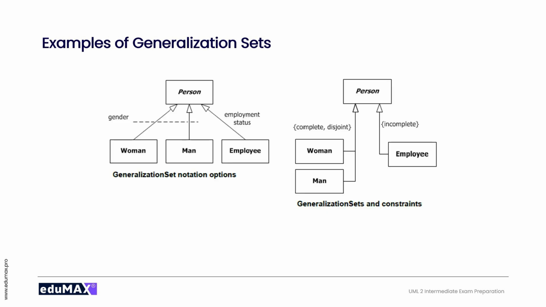On this slide, you can look at additional examples of generalization sets that come from the UML specification. Note the different ways they are presented and try to analyze both examples. If necessary, look at section 9.7 of the UML specification.